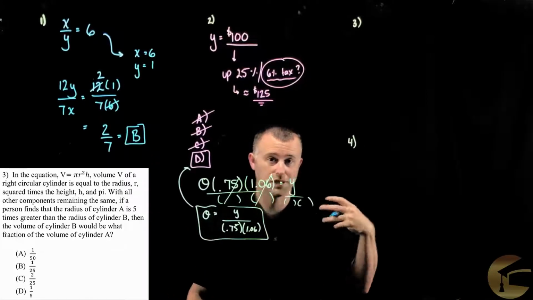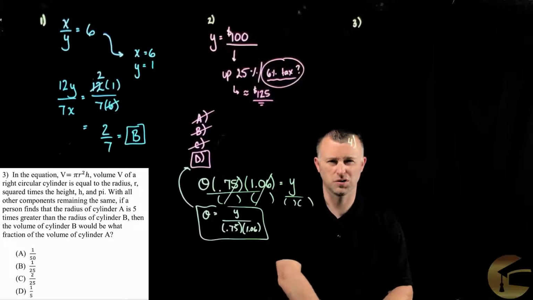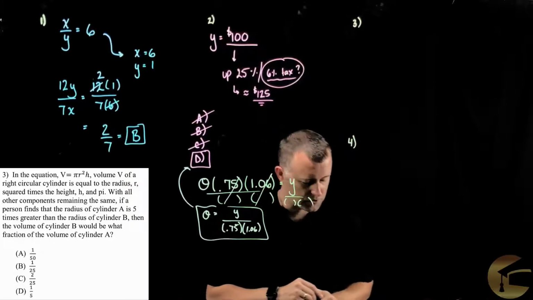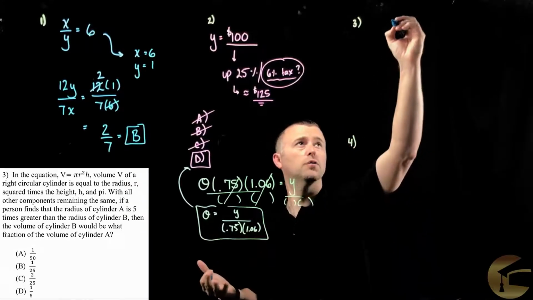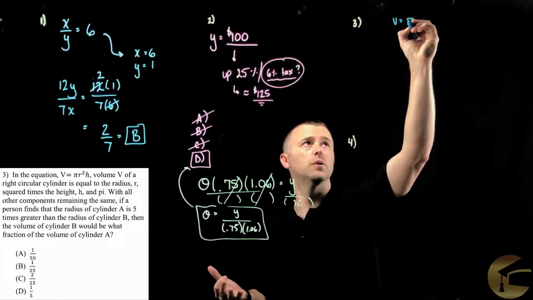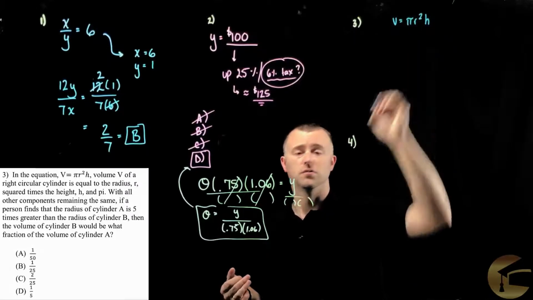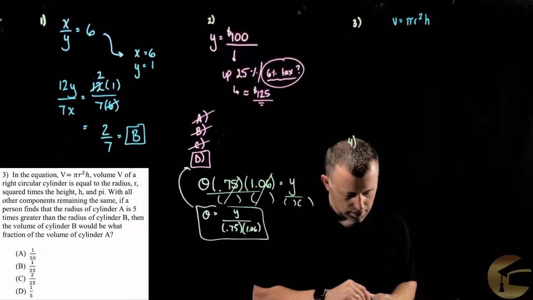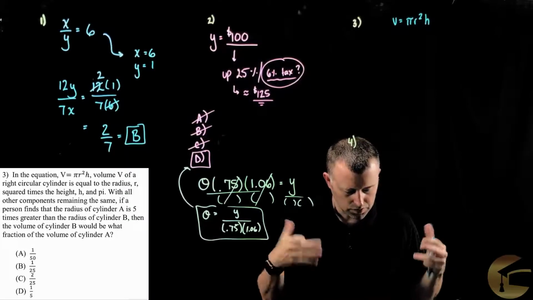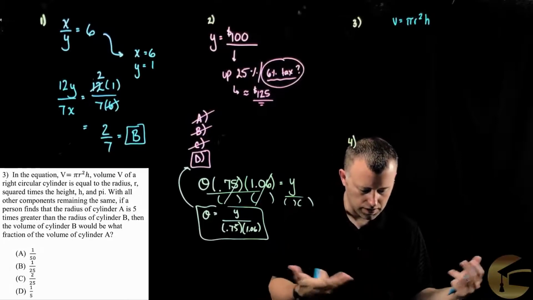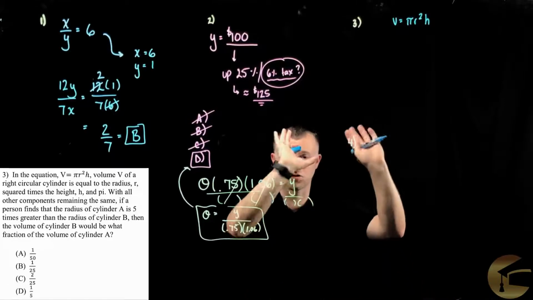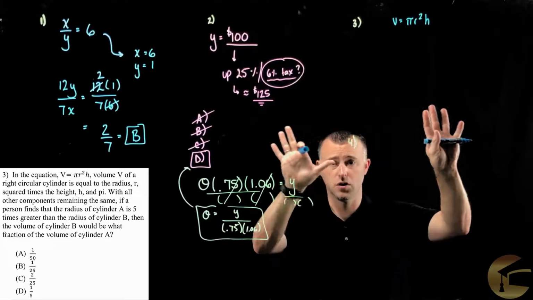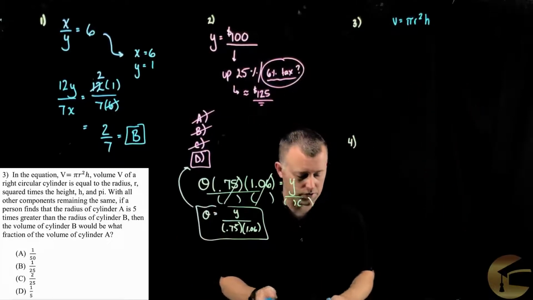But usually on the SAT, they like to give you equations you've never seen before, so get used to them, trying to explain what everything represents. But we have this volume formula, so volume equals pi r squared h. It's the volume of a cylinder. And we have 2 cylinders here. They say a right circular cylinder is equal to radius r squared times the height h and pi, and they're just describing the equation. We should hopefully already know the volume formula for a cylinder and r and h.